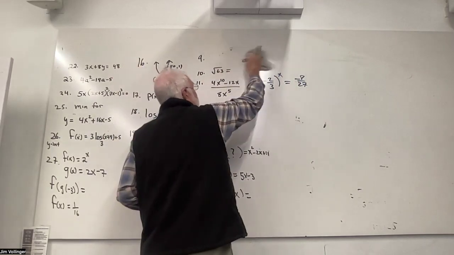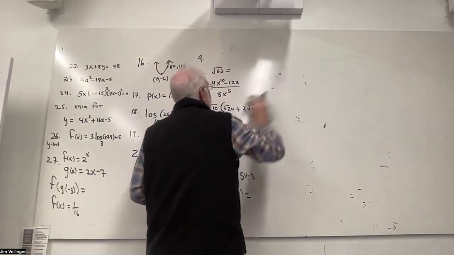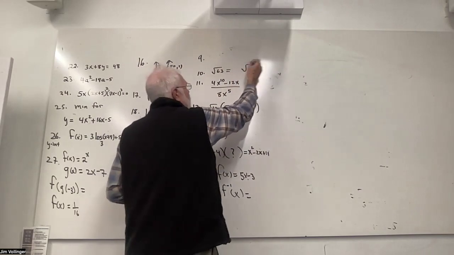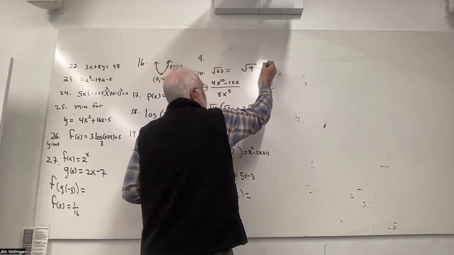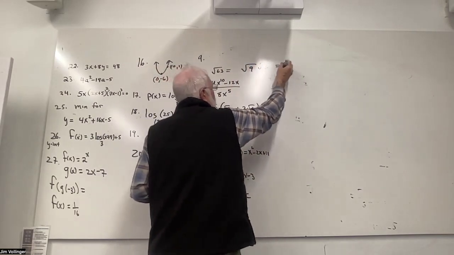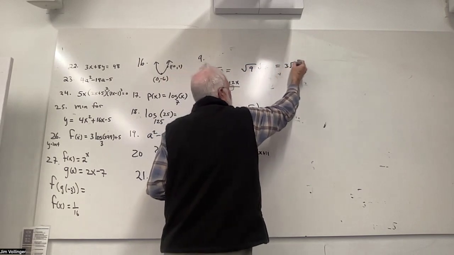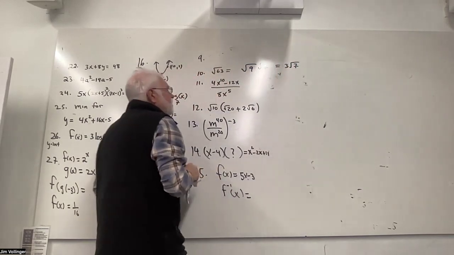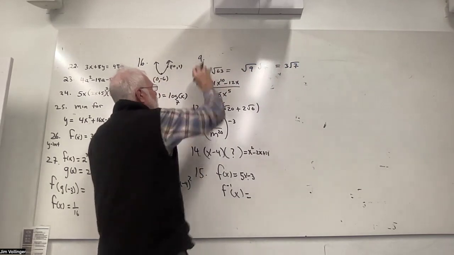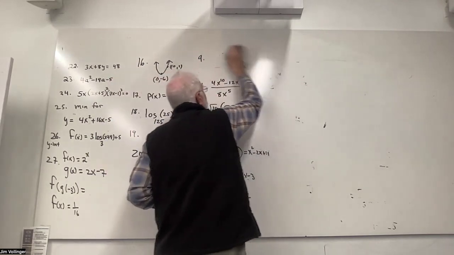What's the quickest and easiest way to take the square root of 63? It's to say the square root of 9 times the square root of 7, which is also equal to 3√7. I do not know the square root of 7 as an approximate decimal, so I'm not going to try to tell you what it is.